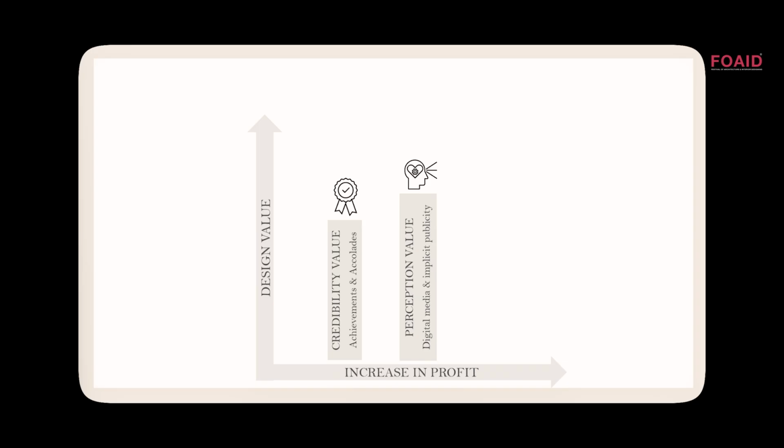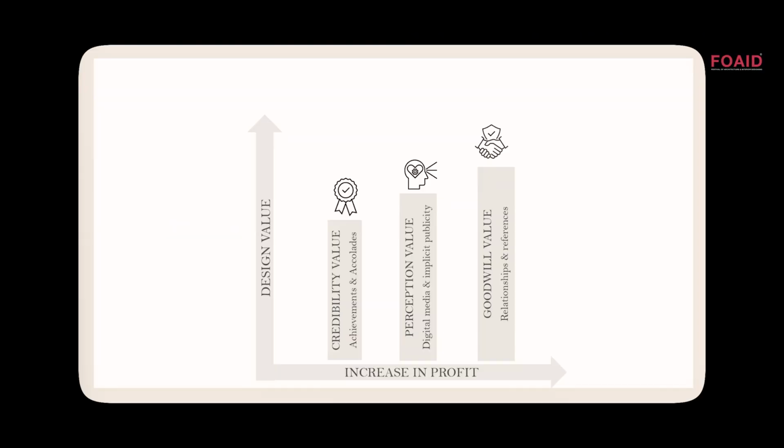One is perception value, whether through the digital media or implicitly. What is the perception value of yourself as an architect, interior designer, or your firm? And then there is the goodwill value, the relationships that you build across your journey as a designer. How valuable do people find you to have a recall or a referral, and that helps also to increase profit. So the idea of this talk again was to compile all of this and put it together in one document, kind of one conversation.